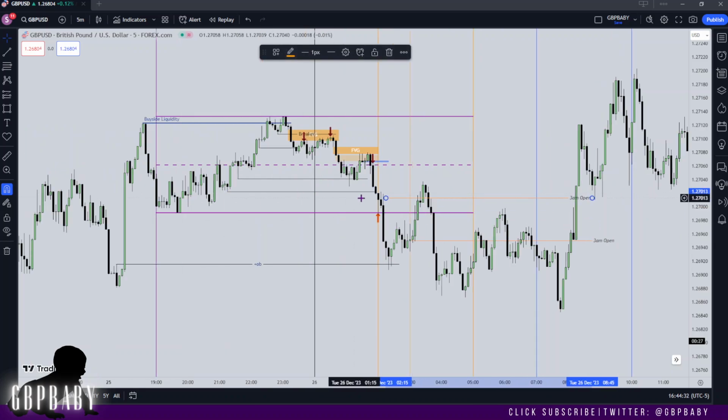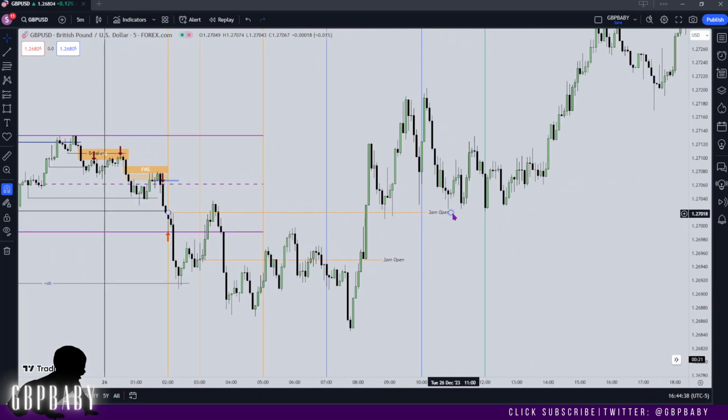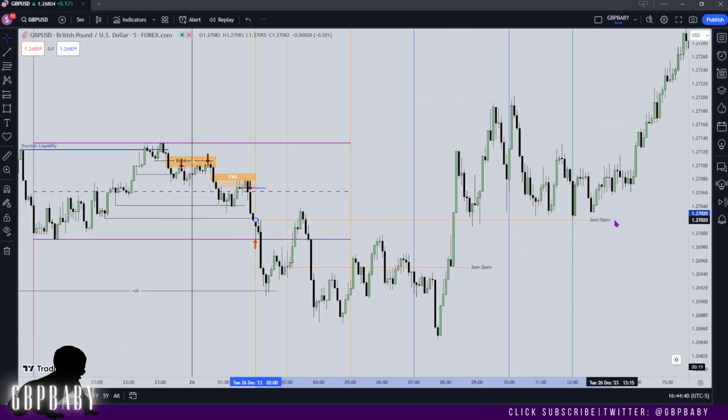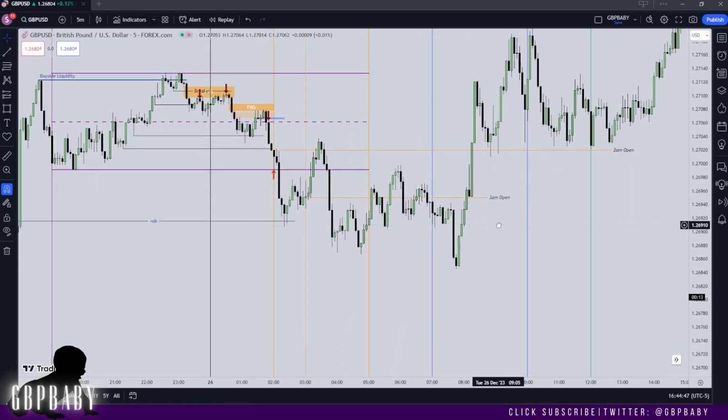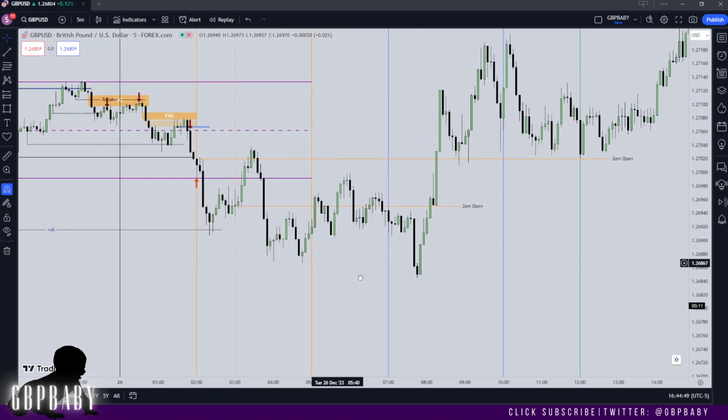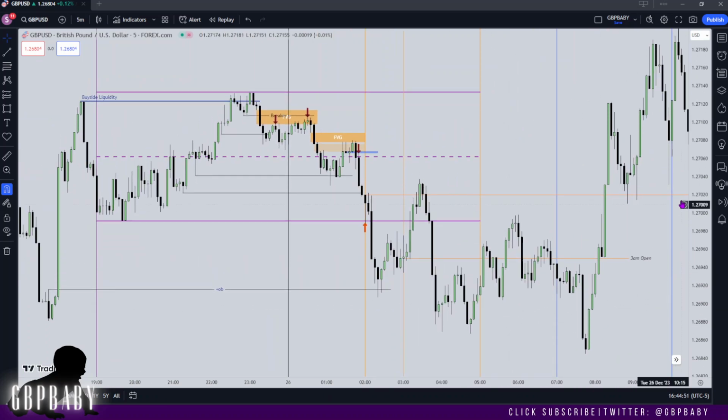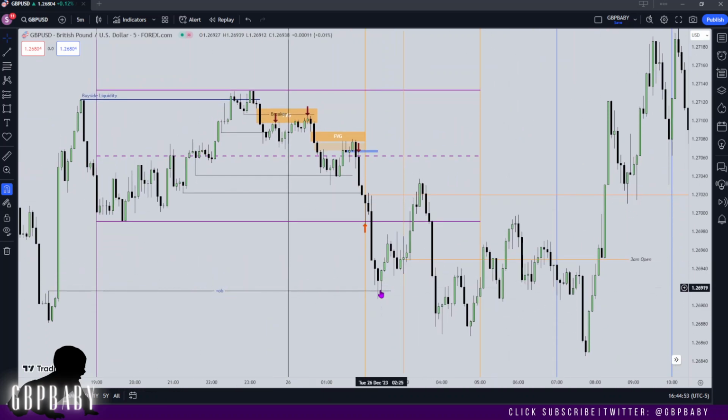So we can even look at the opening of London, which is here, and see how we treat that. That's the 2 a.m. open. And it does seem like we're finding support in these levels, but obviously once we go into the Tuesday and other days of the week, we can see how true that logic stays.